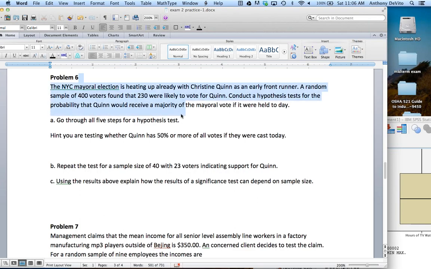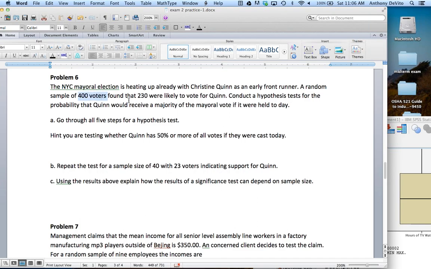Mayoral election is heating up. Christine Quinn is early front runner. Random sample of 400 voters. In computer language, it's called parsing, which means you're going to ferret out the information that you need, or break it up into sections. They use that in grammar too, when you locate the noun and the verb and adjectives. So we have to parse out the data that we need.